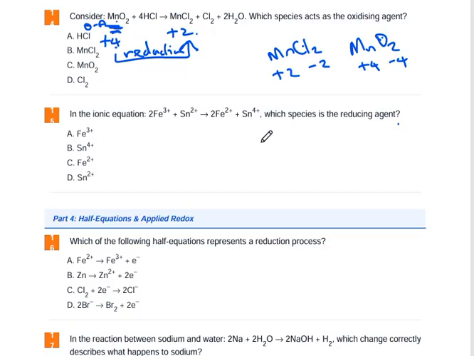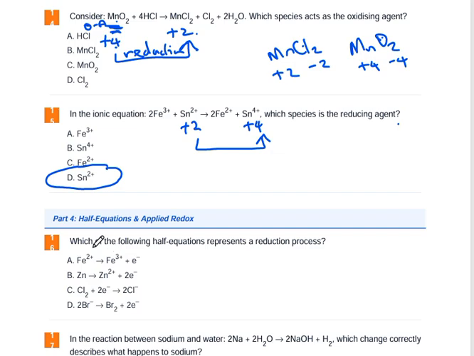The reducing agent is the one that is being oxidized. So the answer is tin ion, because from here is +2 to +4. From +2 to +4 is an increase in oxidation number. That means tin 2 ion is the one that is the reducing agent, because it is oxidized. Here we have another question.